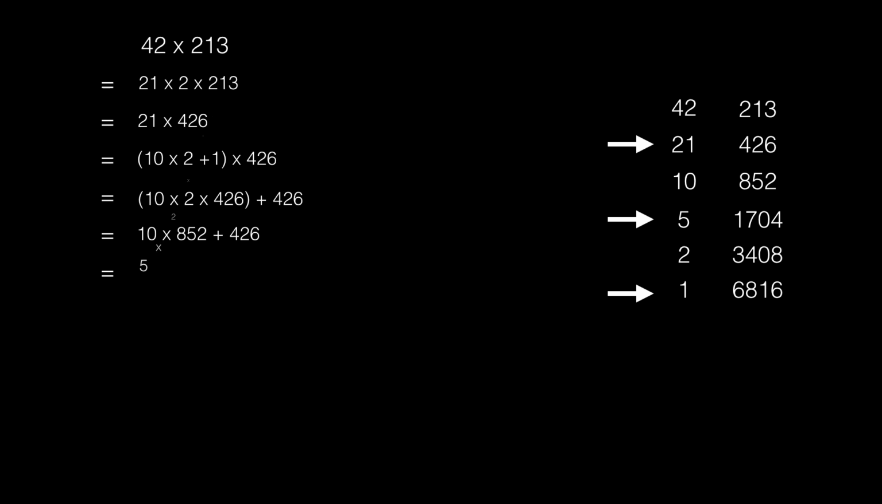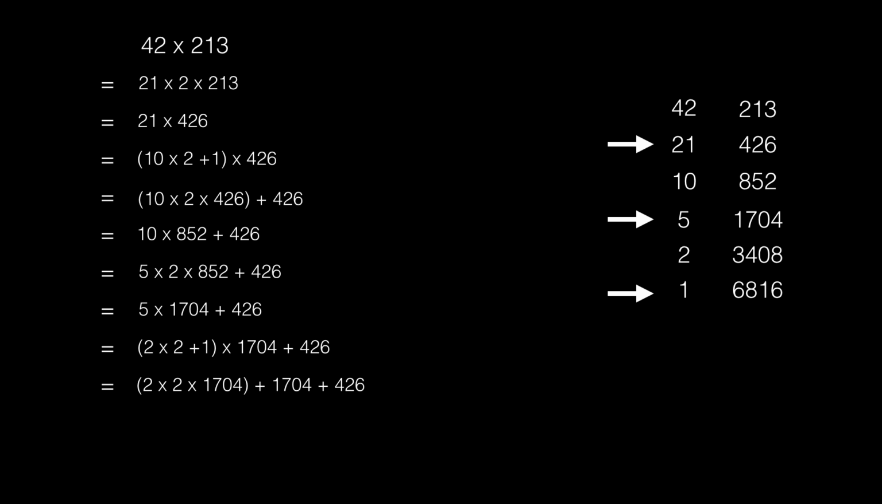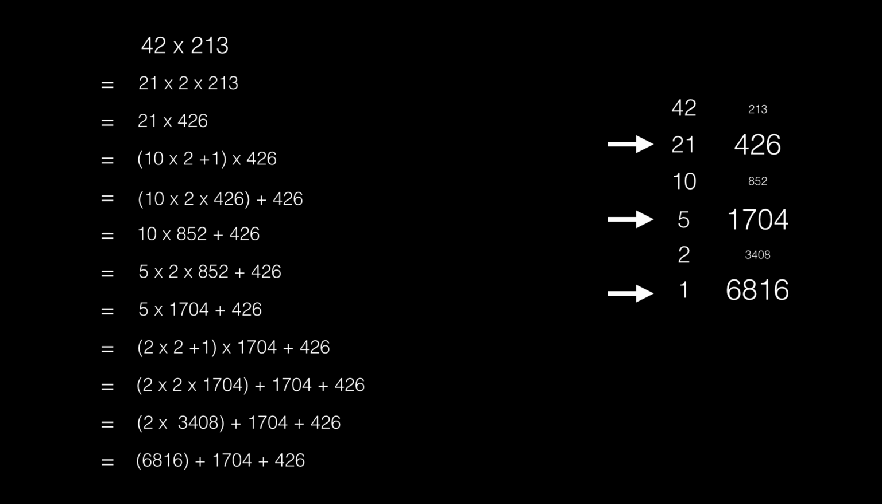10 can be written as 5 times 2. 2 times 852 is 1704. 5 can be written as 2 times 2 plus 1. Again, by associativity, we can write the same expression like this. 2 times 1704 is 3408. And finally, twice 3408 is 6816. Look carefully. Those were the three numbers we added. As you can see, every time there's a remainder, you get a new term to add.